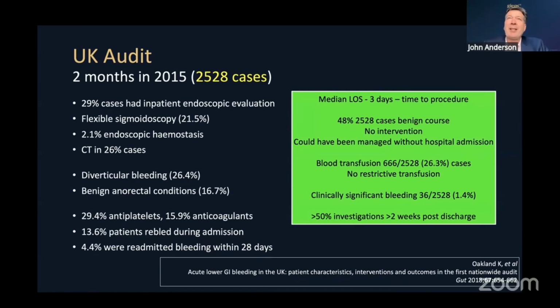The patient stayed in hospital for 3 days at a time where beds were pretty tight then, and they're even tighter now. And this was largely to have a test done because it took them 3 days to get the test. Almost half of them would have managed without any intervention whatsoever. They could have gone home and be managed. They were managed conservatively, required no investigation.